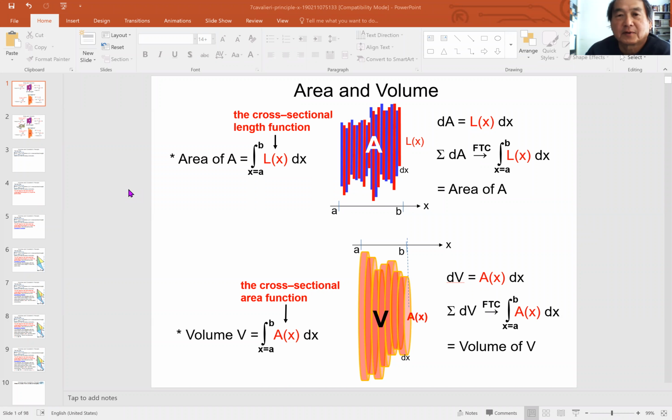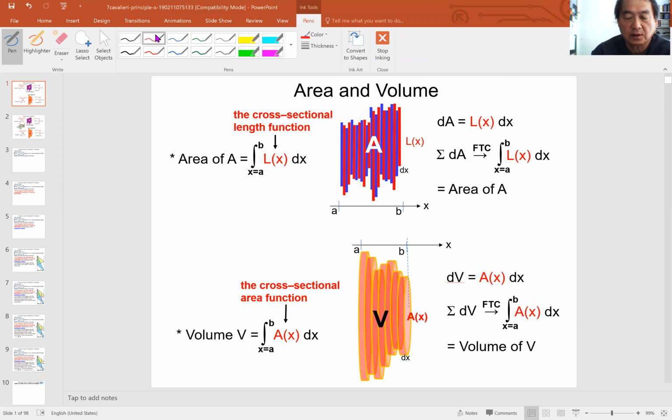Hello everyone, this is Professor Ma, and this is the section on Cavalieri's principles on volume. But we'll start with area. Let's go back to the idea that area is the sum of very thin strips. I add thin strips together, and the additions in turn change into integrals.